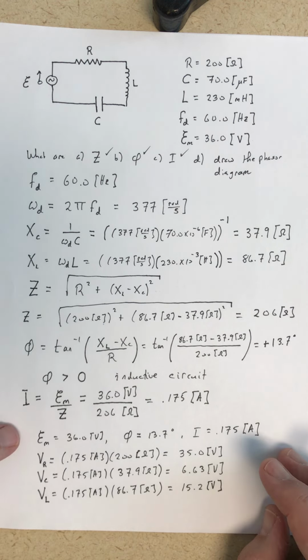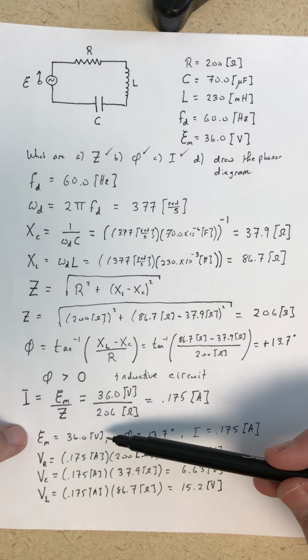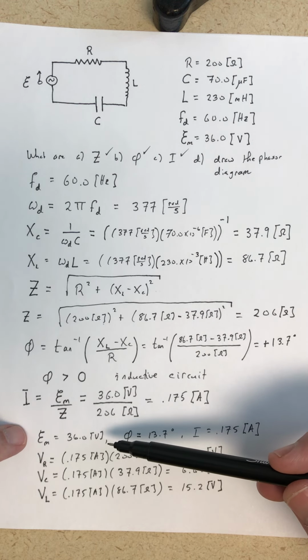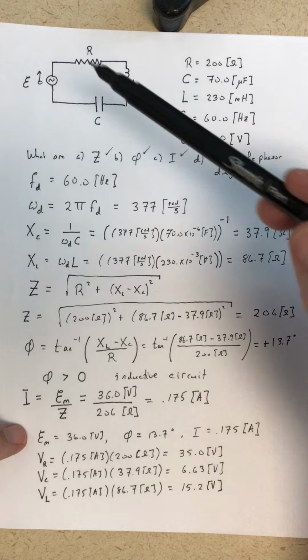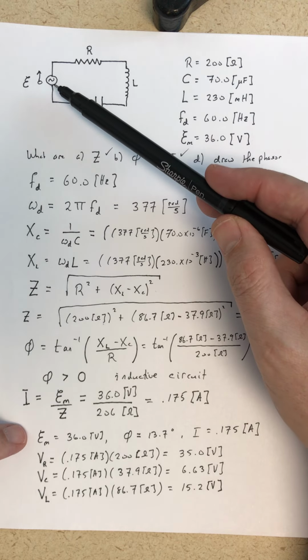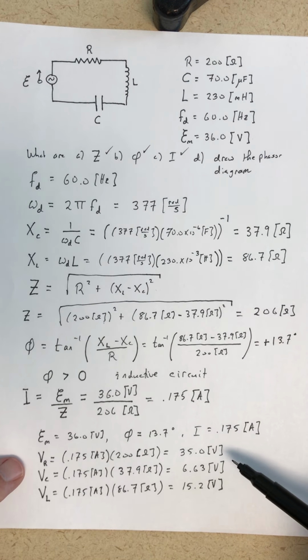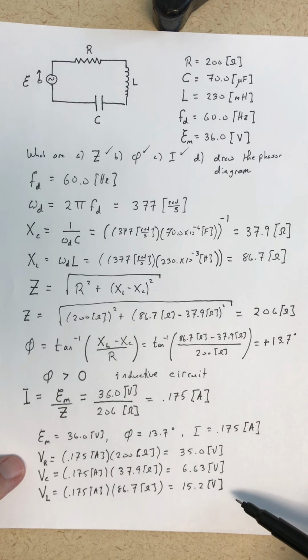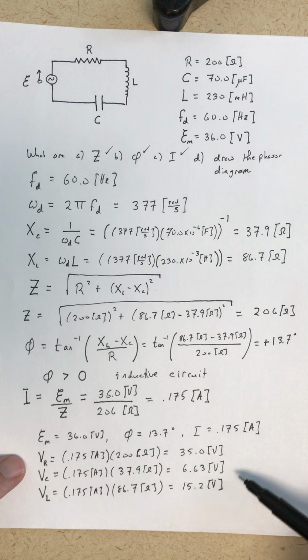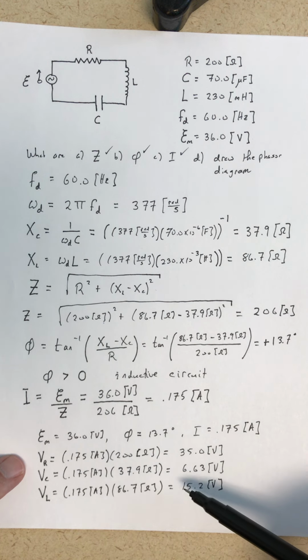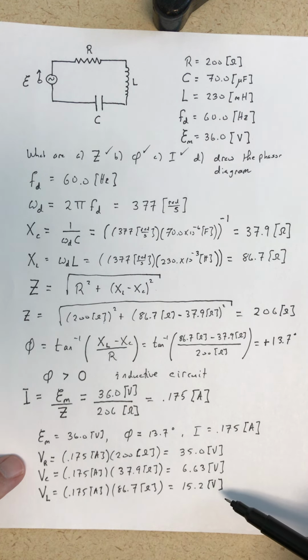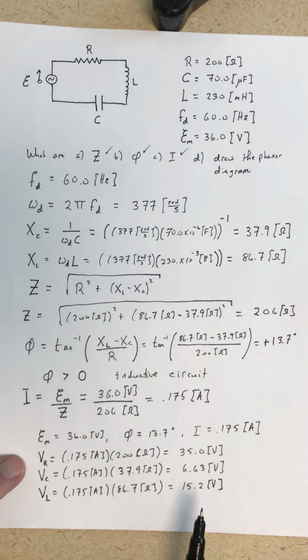All right. Now, the amplitude of the EMF from our variable source of EMF is 36 volts. You will observe if I were to naively add all these together, I'm certainly getting something bigger than 36 volts. That is not a problem because these are out of phase with one another.